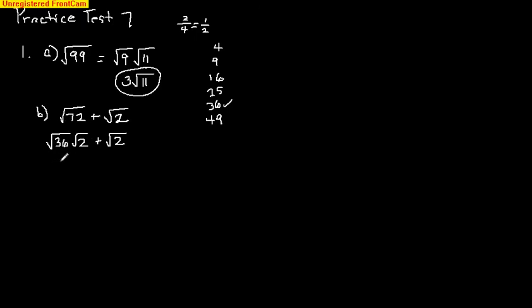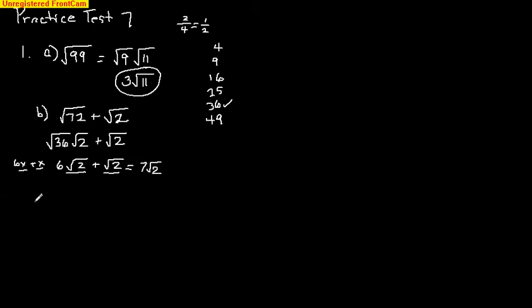Square root of 36 is 6. Square root of 2 plus the square root of 2. Now we can add these two radicals together. It's kind of like having 6x plus x. These are the same, so you can add the coefficients. So it'll be 6, and there's a 1 here even though it's not there, so you get 7 square root of 2.